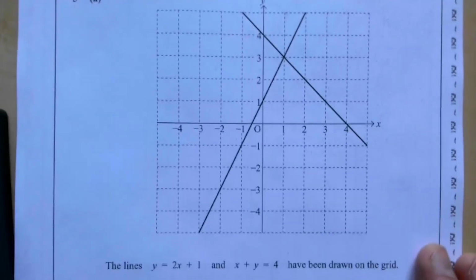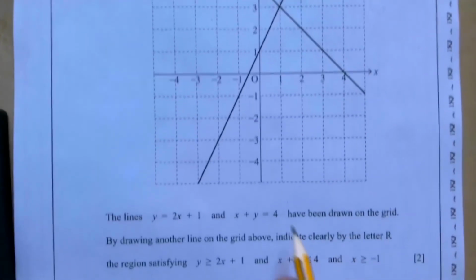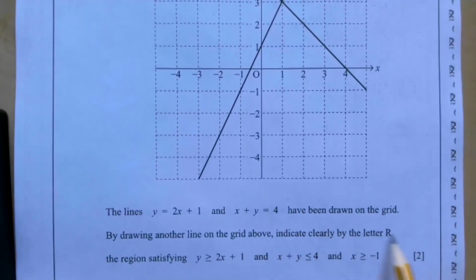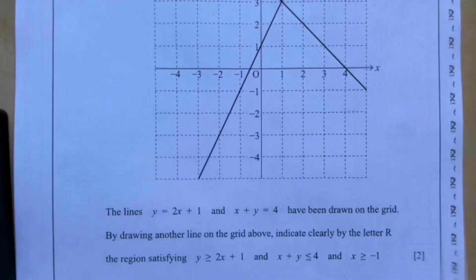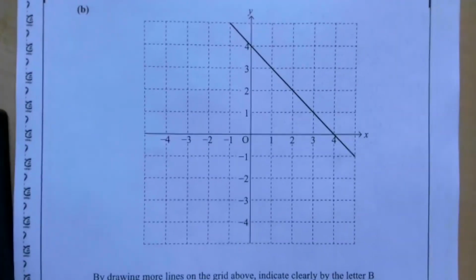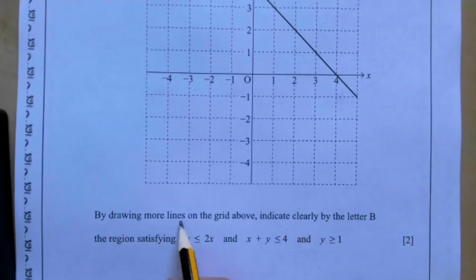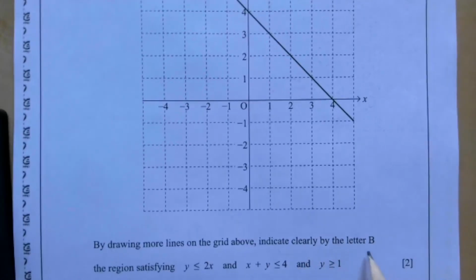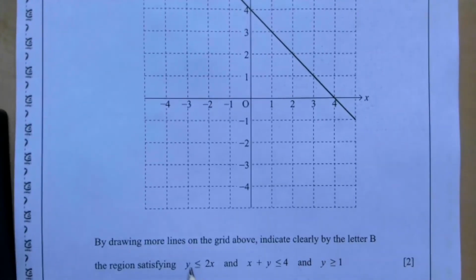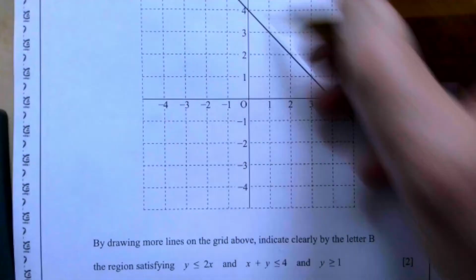On to part B. Again, they've plotted two lines for us here, drawn on the grid. By drawing another line in the grid above, indicate clearly by the letter R. Wait a minute, this is the same question. I'm not sure where a repeat has come from in that paper, but that's okay. It's this one here. By drawing more lines on the grid above, indicate clearly by the letter B the region satisfying y is less than 2x, x plus y is less than 4. That's the line we have.